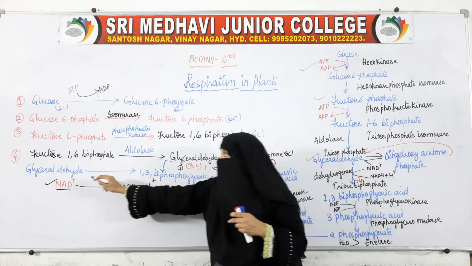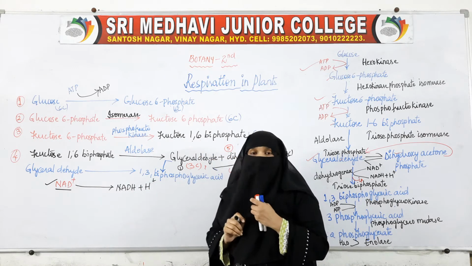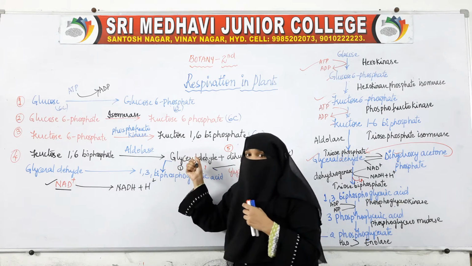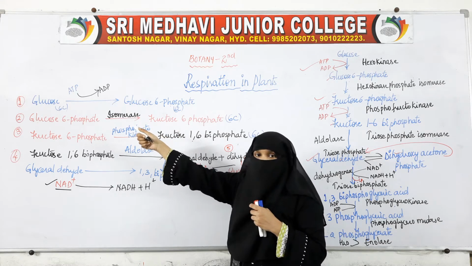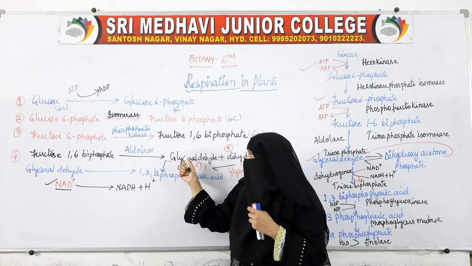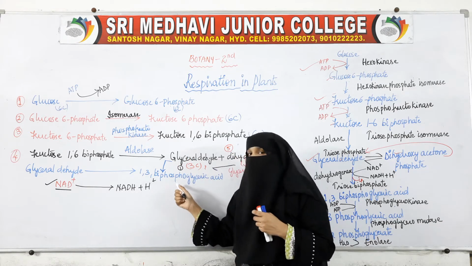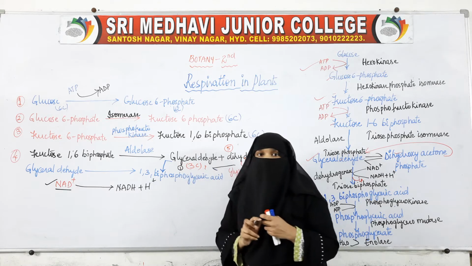So, what is happening? This glyceraldehyde is changing into 1,3-biphosphoglyceric acid. See, one more thing is happening. Till now it was an aldehyde. Glucose, that is carbohydrate, has changed into aldehyde. Now, this aldehyde is changing into acid.